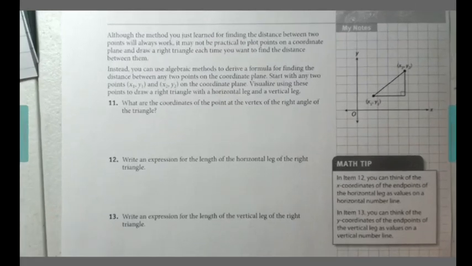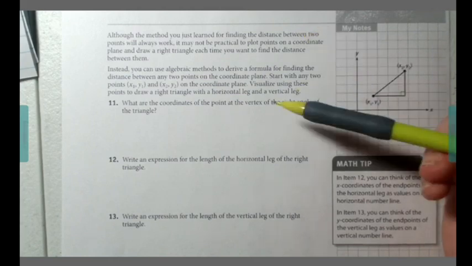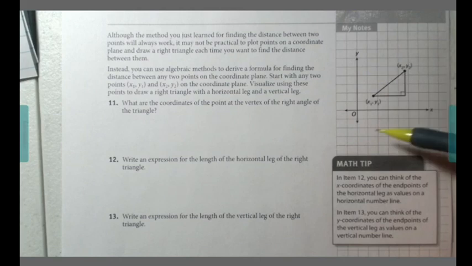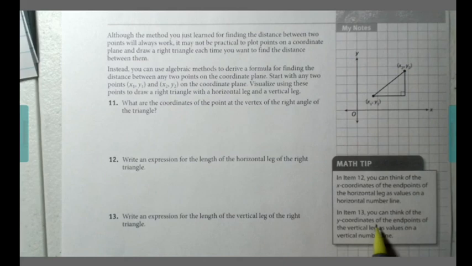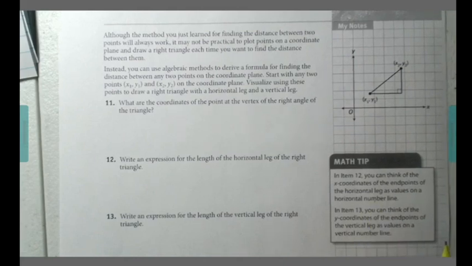Here we have now moved into section 4 of lesson 5-1, which covers questions 11 through 13. On the previous two slides, you would have seen this paragraph that I would have already gone through, along with this diagram that's over here to the side in the My Notes section. And you would have also seen this math tip that talked about, in item 12, thinking about the x coordinates as endpoints, and in item 13, thinking about the y coordinates of the endpoints, because we're talking about horizontal and vertical legs.